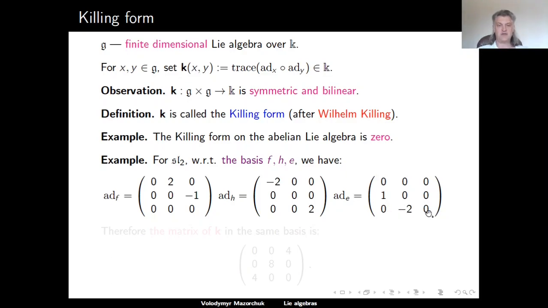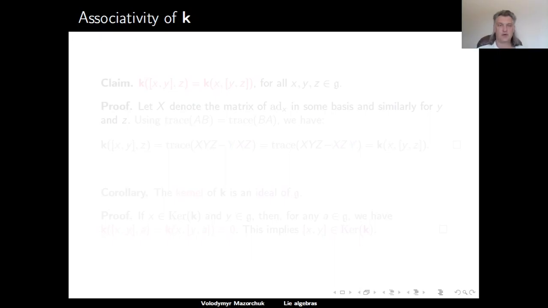So using these matrices, it is very easy to compute that the matrix of the Killing form in the same basis is given by the following. So this is a matrix where we have the second diagonal consisting of 4, 8, and 4, and all other elements are 0. We can observe that this matrix is non-degenerate whenever the characteristic of the field is different from 2. The most important property of the Killing form is that it is associative in the following sense.